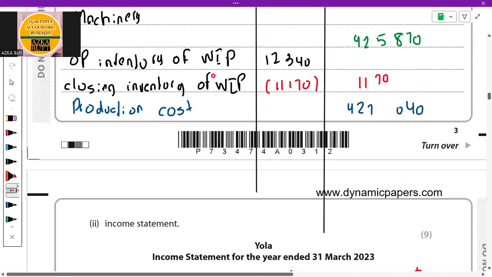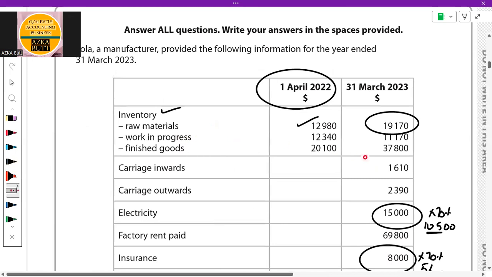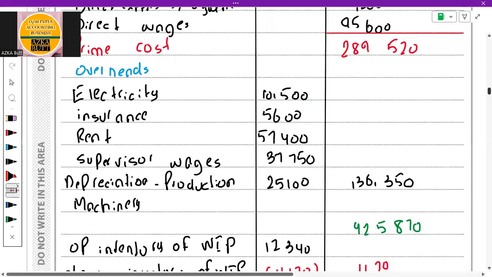Okay, so now we have to add the opening inventory of work in progress and deduct the closing inventory of work in progress. So if you see, you will find it here. In work in progress you have the opening inventory, which is this, and this is the closing inventory. So this is basically the format of manufacturing account.